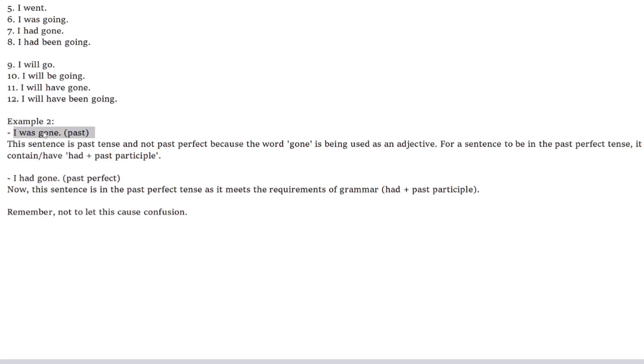Let's take a look at this. I was gone. Now look, gone over here is not being used as a past participle. It's being used as an adjective. This sentence is in the simple past tense. It is not past perfect tense. Why? In order to have past perfect, you have to use had. I had gone. Now, if you say I had gone, yes, gone is being used as a past participle, whereas in the other sentence, it was being used as an adjective. So the meaning changes. If you change the tense, you change the meaning. So do not let this cause confusion.